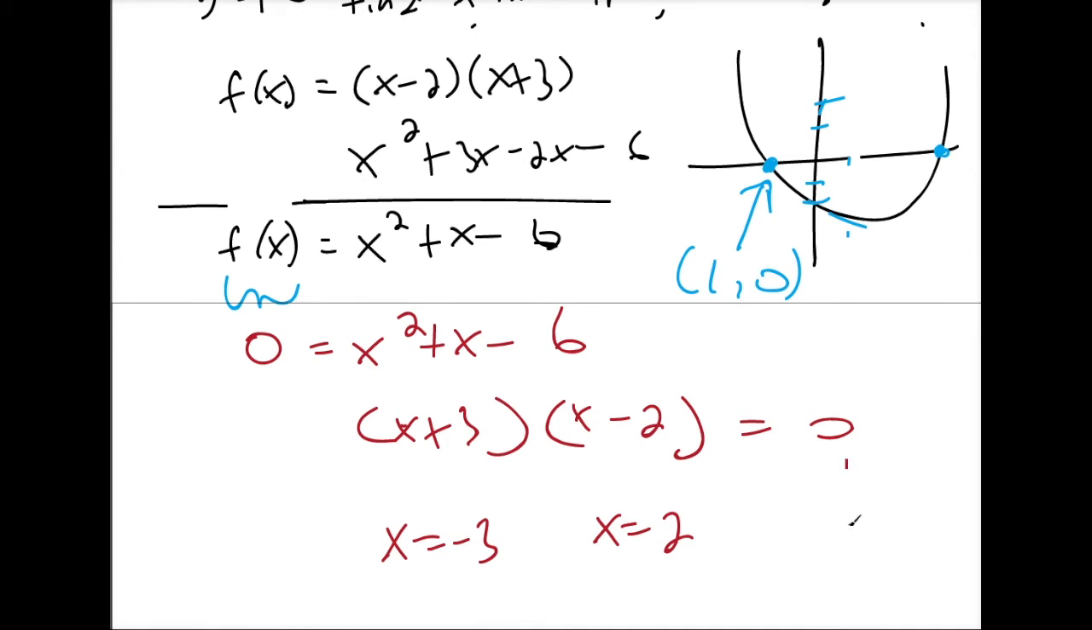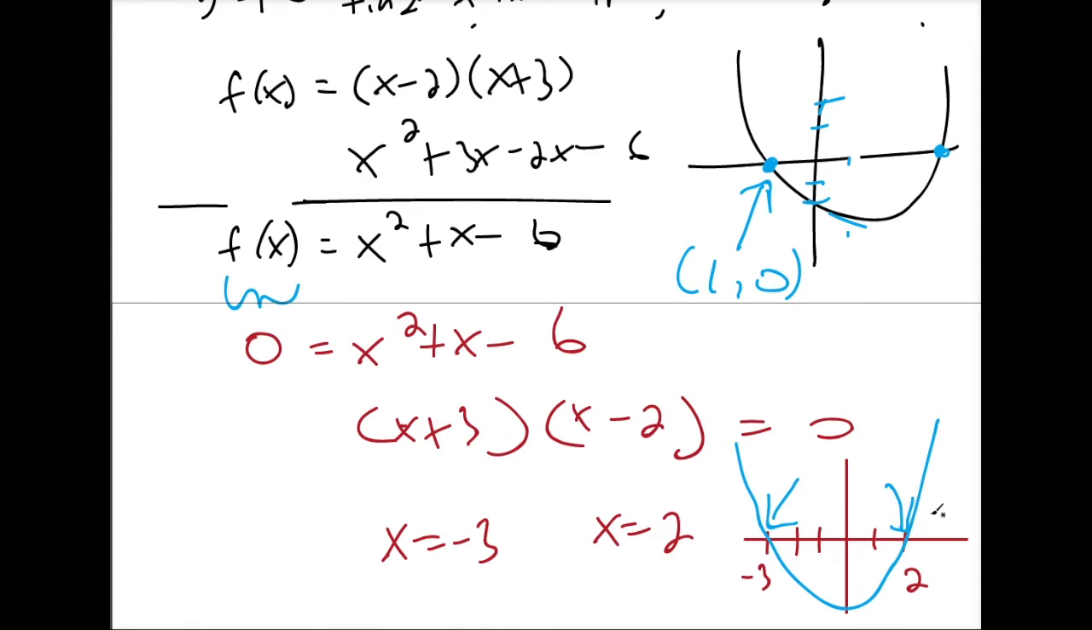So look, I go to negative 3. 1, 2, 3. And I go to 2. That's where it's going to cross the x-axis. And because I'm going over here, is this a happy face or a sad face? A happy face. It's going to go like that, and like that. And what do we call these guys right here? X-intercepts. So to find the x-intercept, what do you do? Set y to 0. There you go. And to find the y-intercept, what do you do? Set x to 0.